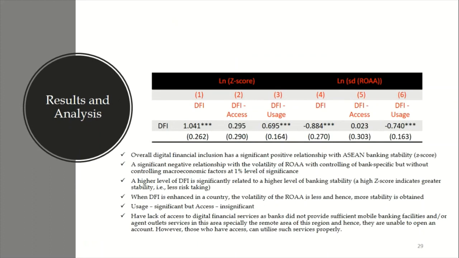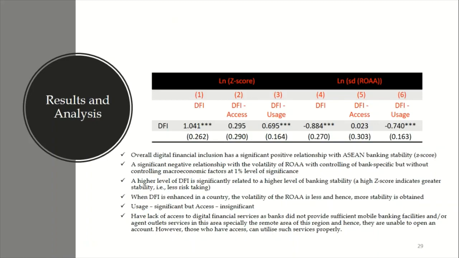We can see that though it's an early stage of digital finance, we still found a positive and significant relationship with banking stability. And if we look at risk taking, it has a negative relation with risk taking. So that's better. If digital financial inclusion improves, there will be less risk taking in the banking sector, which means it's more stable. When digital finance is enhanced in a country, the volatility is less, hence more stability is obtained.